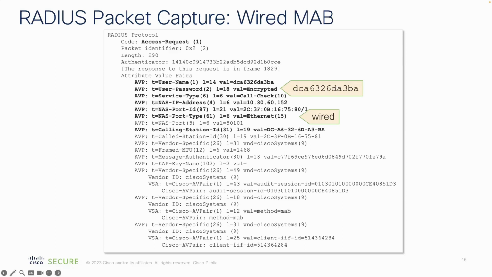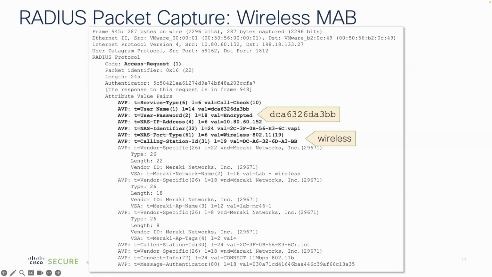And then, of course, we can get some other information about the port type to know if it's wired or wireless. And then you'll notice things like the calling station ID. That's the MAC address of the endpoint, which matches what's in the username and password field. And then the called station ID is usually the MAC address of the switch port or the access point that we're connecting to. And then we may get some other information from the network device based on how it's configured. So anyway, that kind of gives you a quick overview of how it works for wired.